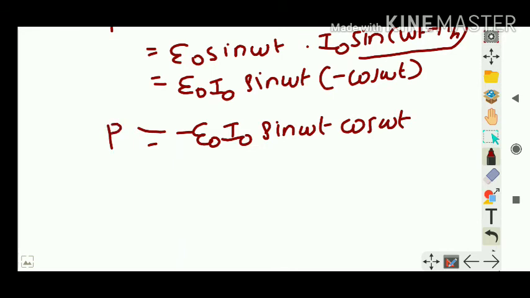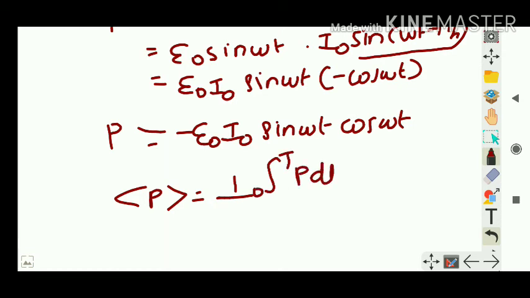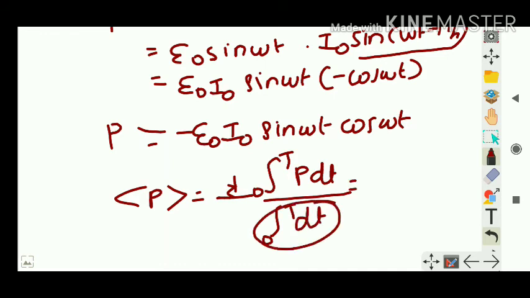But what is our main section? I want to find its average power. Average power is found by which expression? Remember, integral 0 to T of p dt divided by integral 0 to T of dt. The denominator becomes T, so I can write it as 1 by T integral 0 to T of p dt. Clear? Now this p is from this expression.